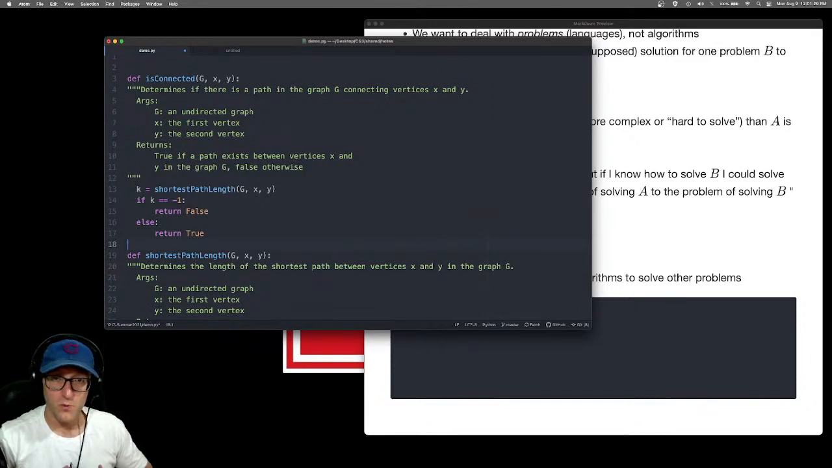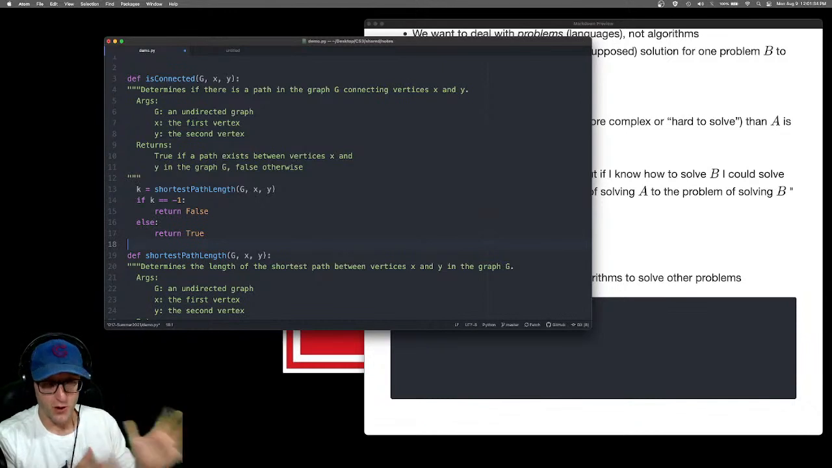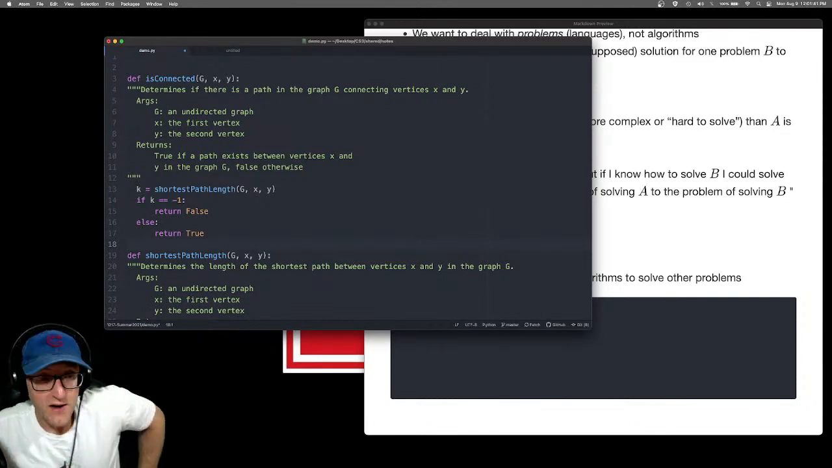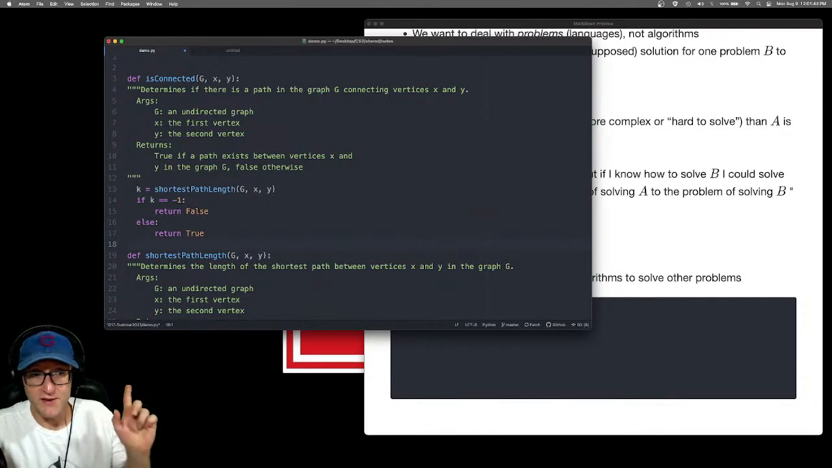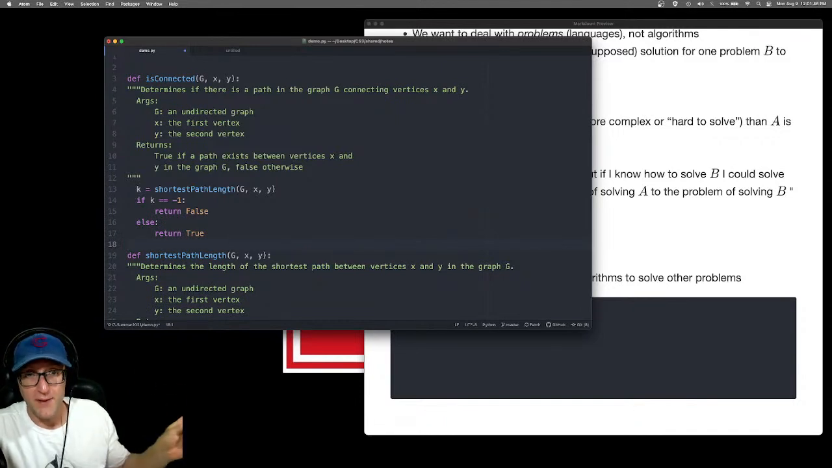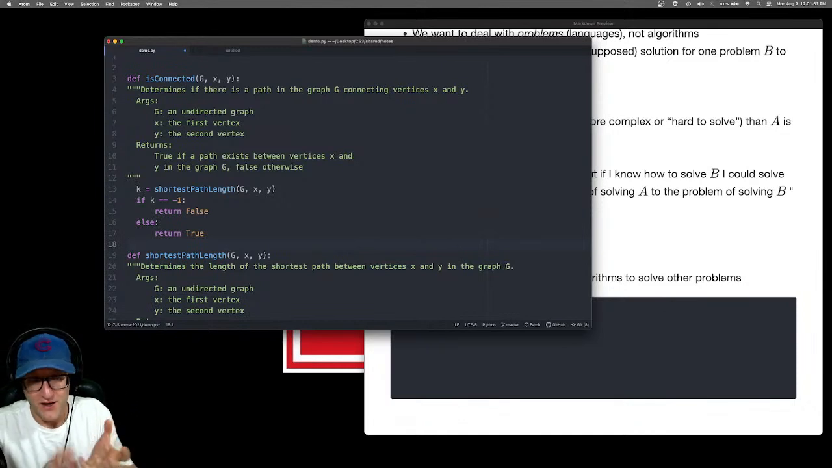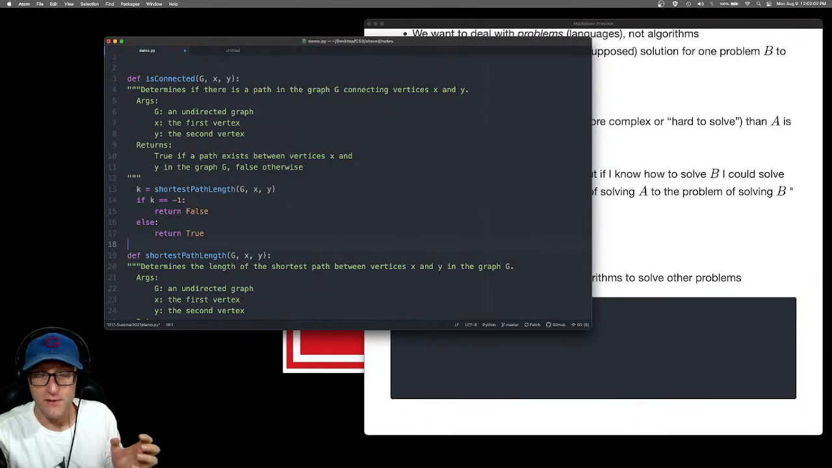So what did I just do? I solved the is connected problem by using a solution to the shortest path length problem. In other words, I punted. I didn't know how to solve this problem, but I had a solution to that other problem over there that I could adapt. So I'm not going to solve that problem. I'll just use that off-the-shelf solution, adapt it by checking its return value, and then returning my own return value of true or false. Right? That means that is connected is no harder than shortest path length in this case.